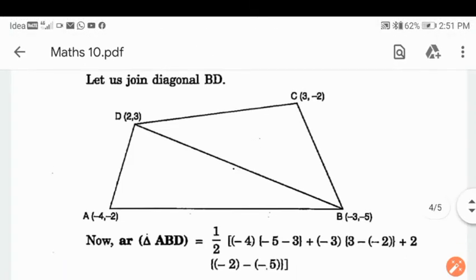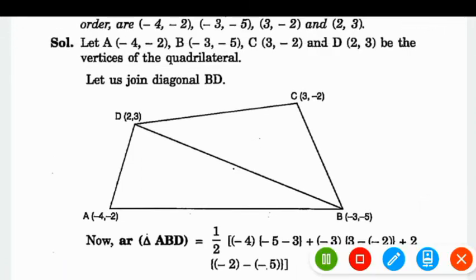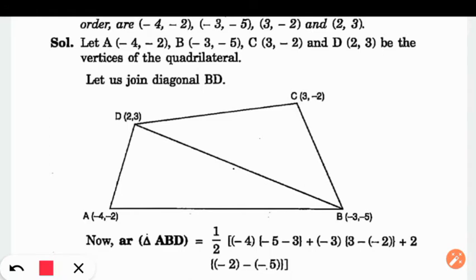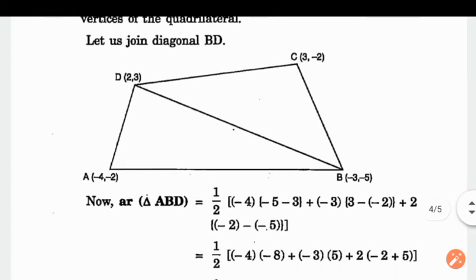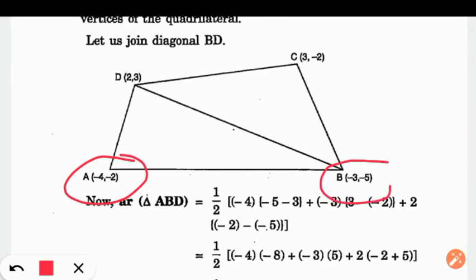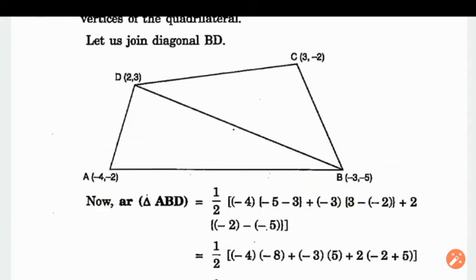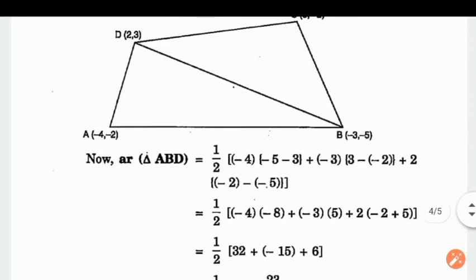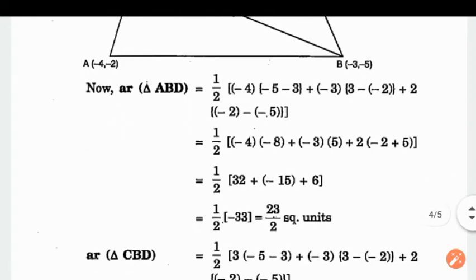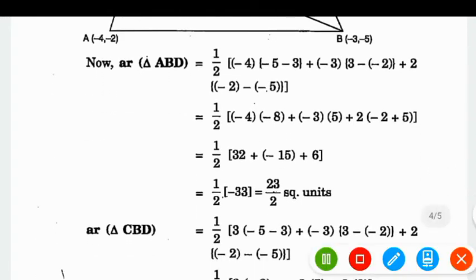Now area of triangle ABD, that means this one. Now you know the formula. This one is x1, y1, x2, y2, x3, y3. So now you know the formula. The formula has been applied, and we got what?